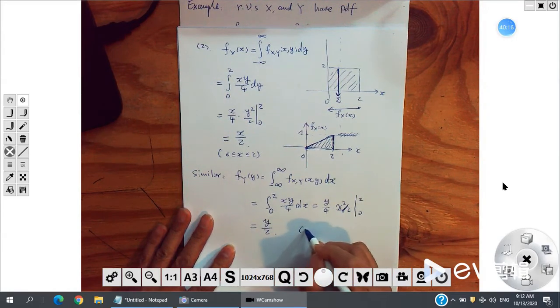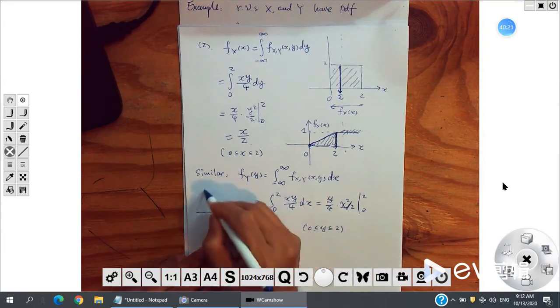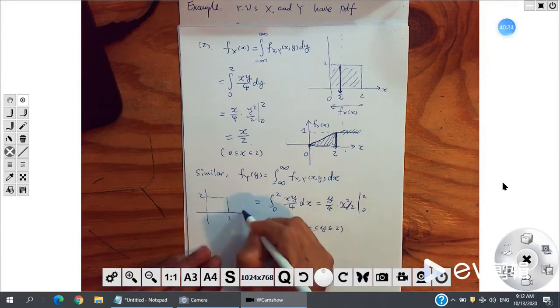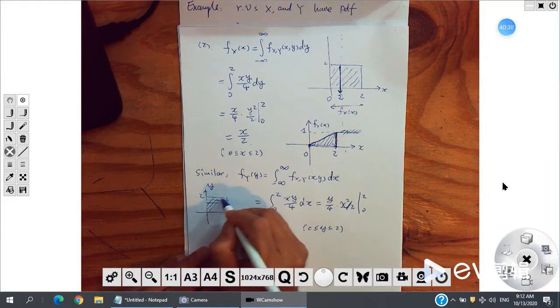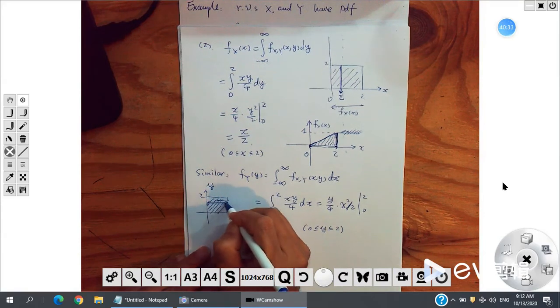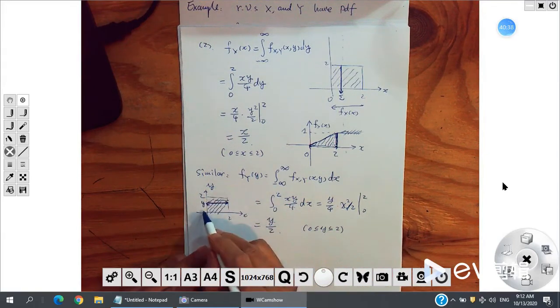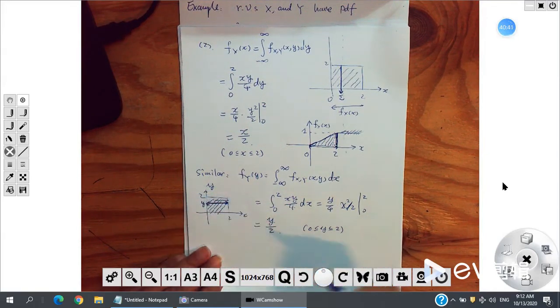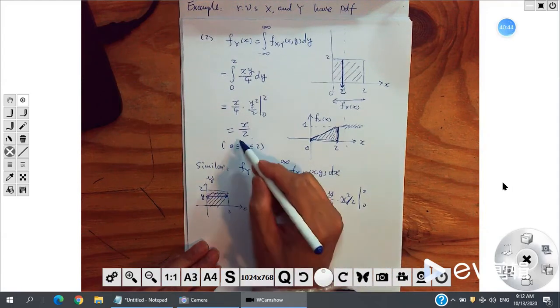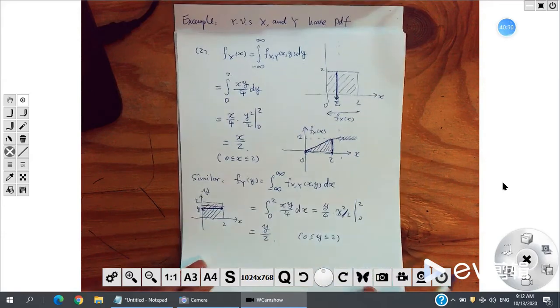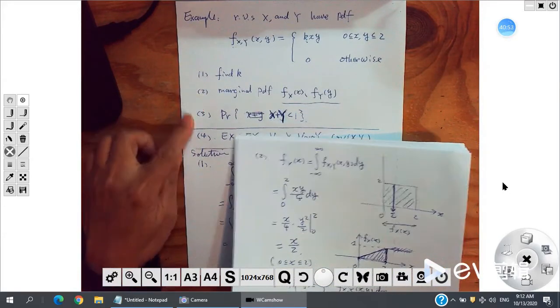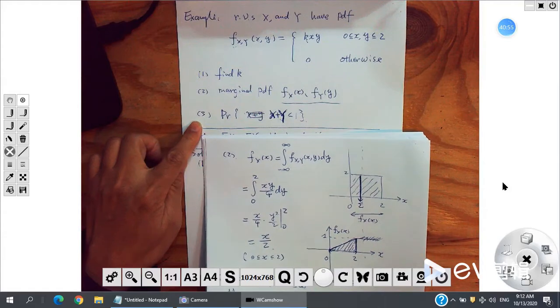And of course we want y to be between 0 and 2. This time the integral goes in this direction, where this is x and this is y. For fixed y, you do the integral along this direction, and you have the marginal distribution of capital Y. Same with this. So this is the marginal distribution.